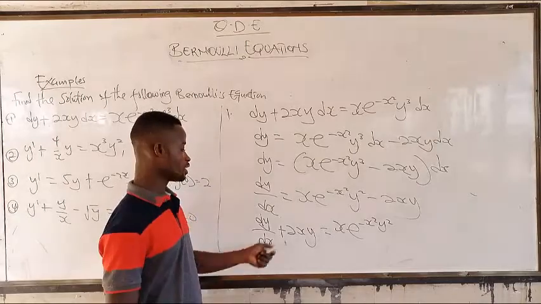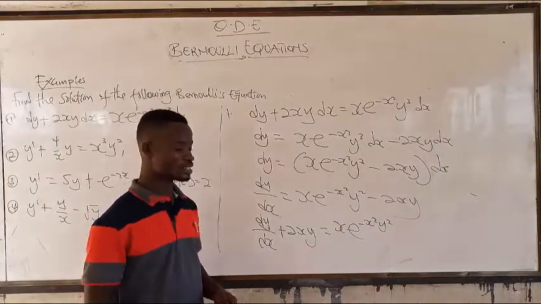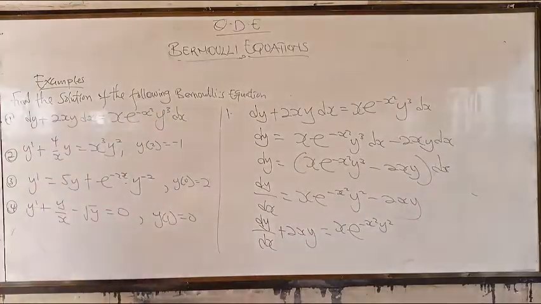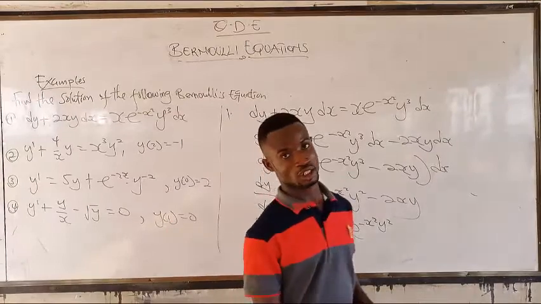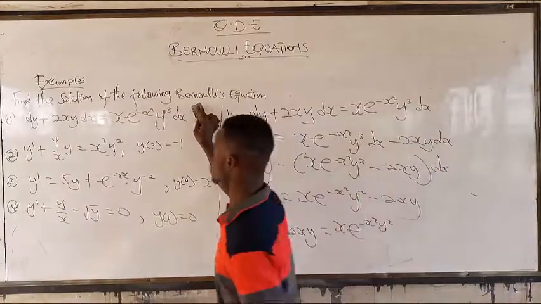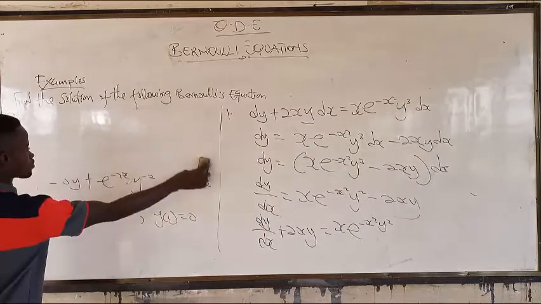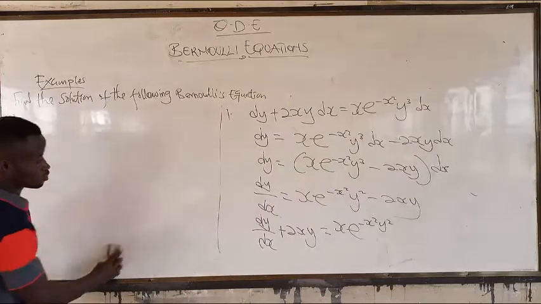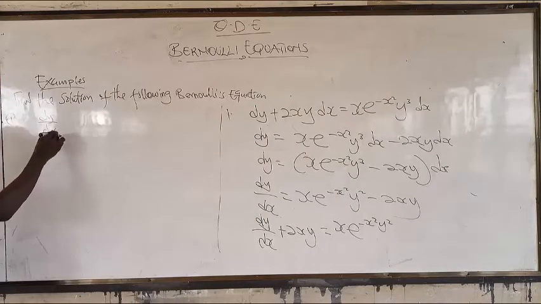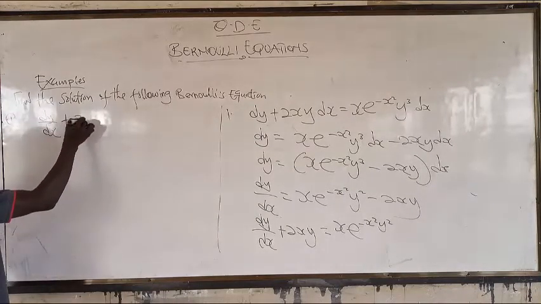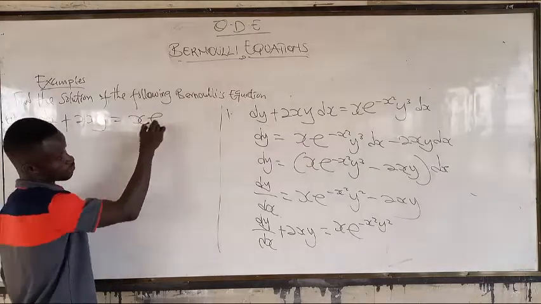So we need to be doing something, all right? And what is that? Please, I would like you to print the questions. Make sure you write it. So we get the standard form to be dy dx plus 2xy is equal to x e raised to the power negative x squared y cubed.